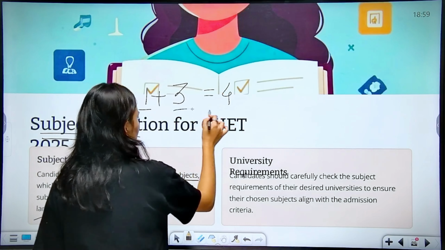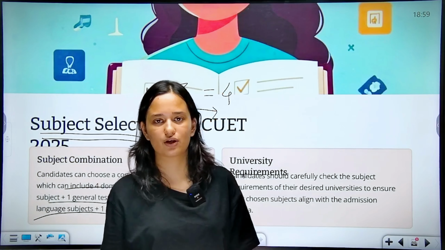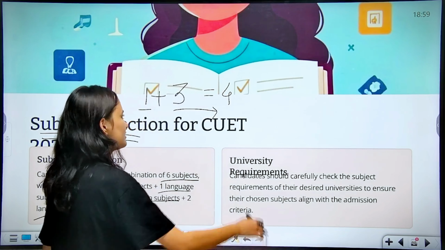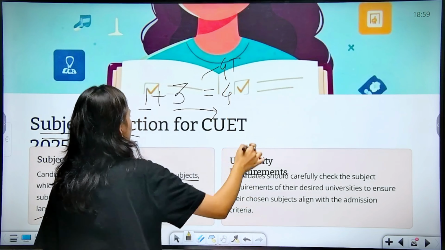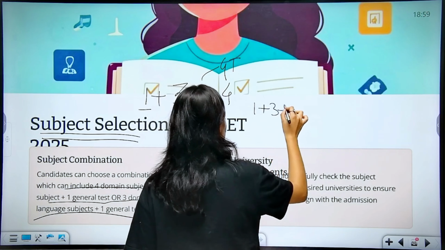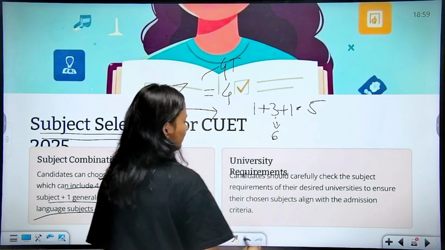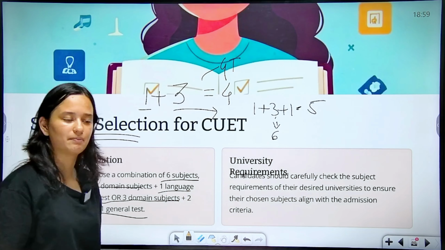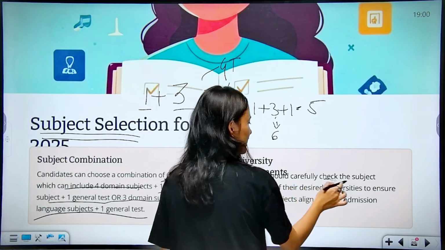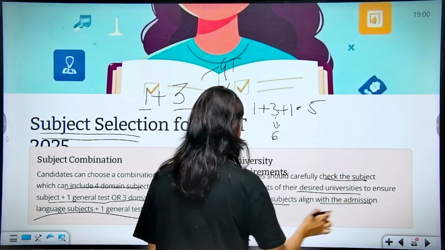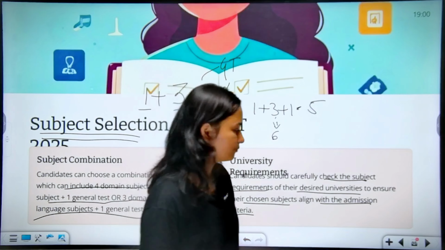But on top of that, if you're applying for certain courses, like BCom or maths or physics, that does require you to give a general test. तो उसके लिए आपको 1 plus 3 plus 1, that is you must give 5 subjects. Maximum आप यहाँ पे 6 subjects कर सकते हैं. University requirements, as I had mentioned earlier, candidates should carefully check the subject requirements of their desired universities to ensure their chosen subjects align with their admission criteria.